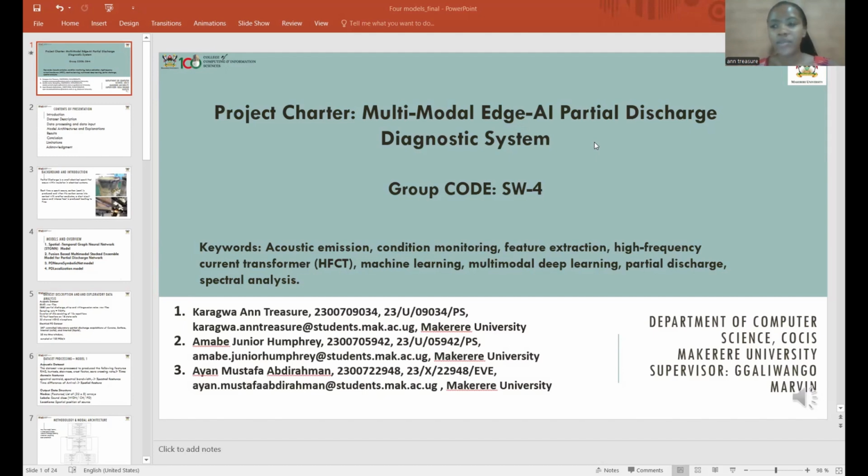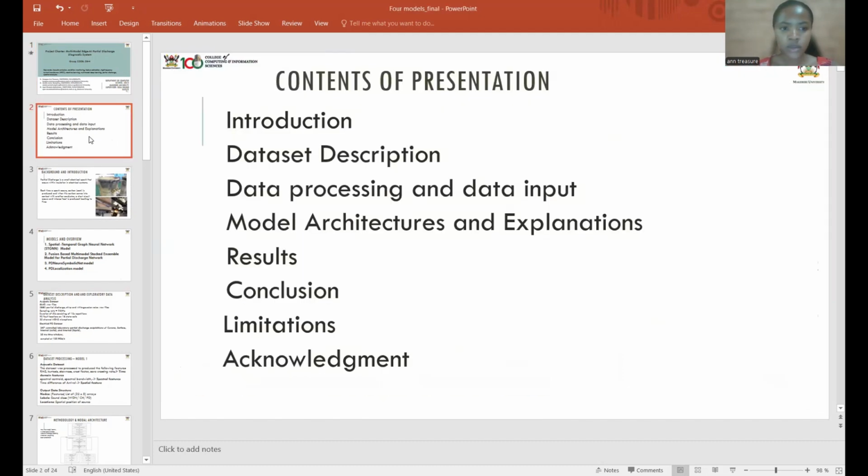Hi everyone, my name is Karago Antreja, and I'll be presenting our project, the Multimodal AGI Partial Discharge Diagnostic System. This project aims to detect and classify partial discharge in high voltage electrical equipment. Besides detecting and classifying partial discharge, it also locates where the partial discharge has occurred in the system.